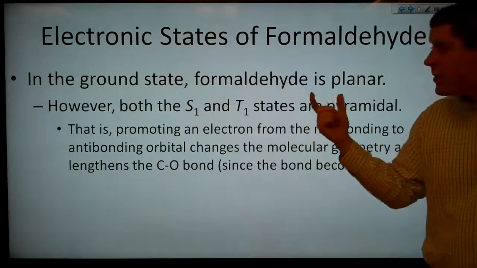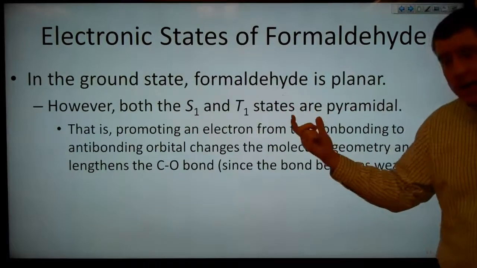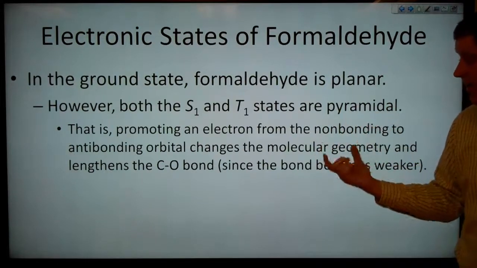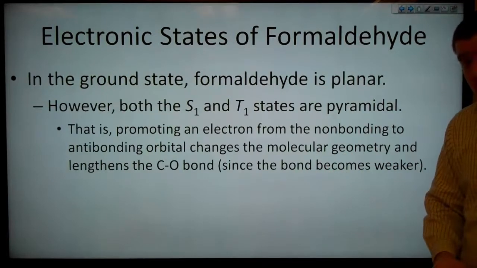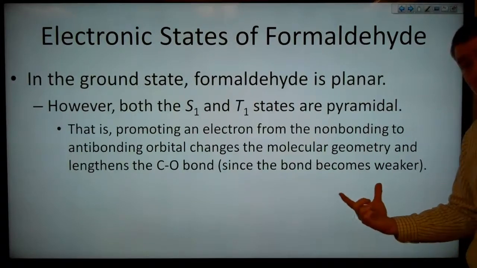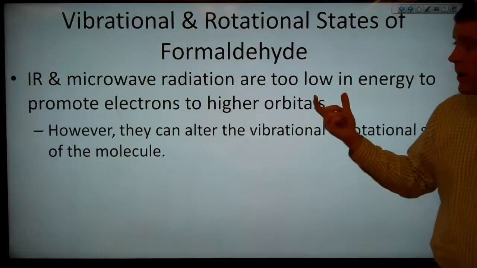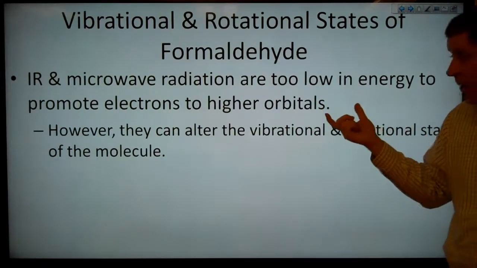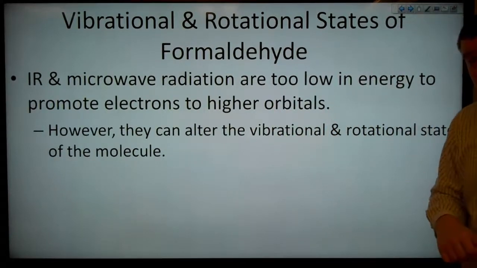So remember that in the ground state, formaldehyde is planar. But both the S1 and T1 states are pyramidal. That is, promoting an electron from the non-bonding to the antibonding orbital changes the molecular geometry and lengthens that carbon-oxygen bond, since the bond is becoming weaker. Now, infrared and microwave radiation are too low in energy to promote electrons to higher orbitals, but they can alter the vibrational and rotational states of the molecule.